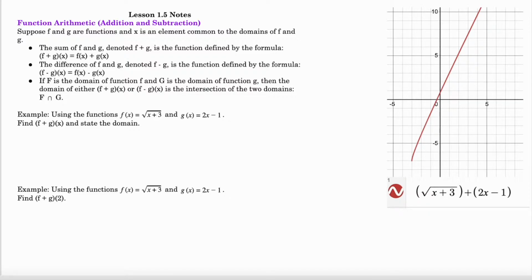So let's suppose that f and g are functions and x is some kind of element common in the domain of both of those, f and g. We can ideally add functions together and subtract functions together. If f and g have domains, then the domain of the sum or difference of the functions is the intersection of those two domains, f intersect g, which means where the domains overlap.